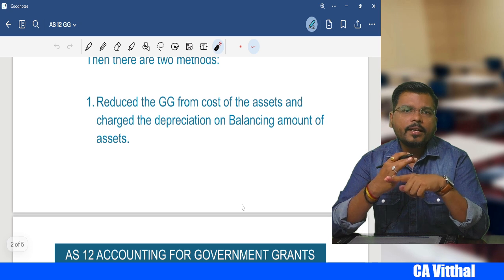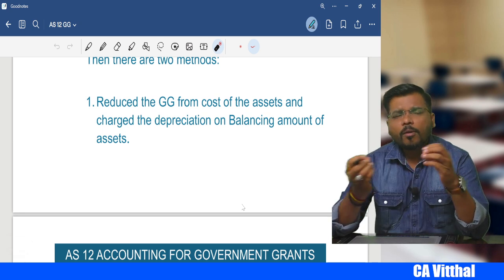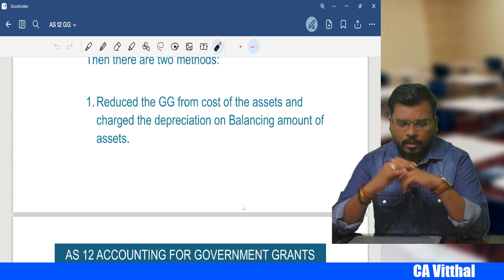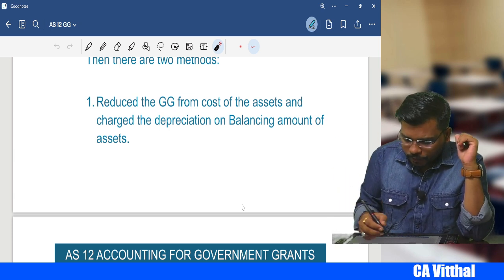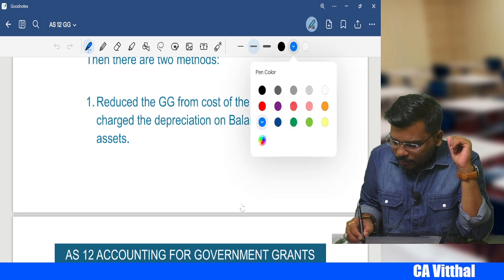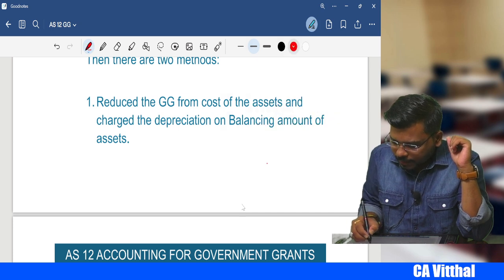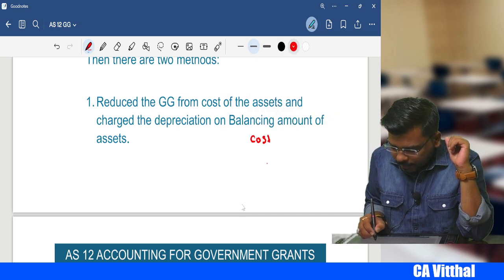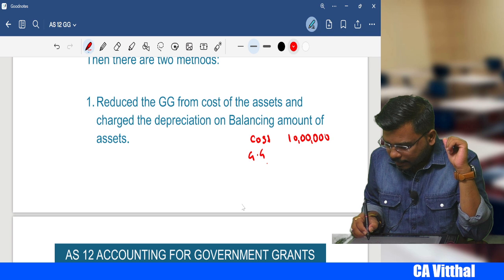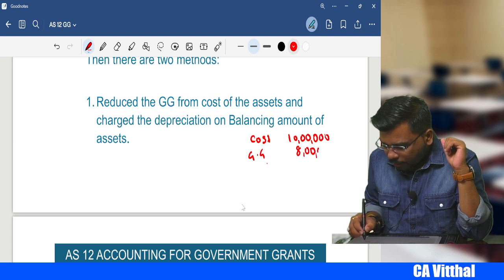Whatever government grant is given, reduce the government grant from the cost of the asset and depreciation will be charged, right? For example, my dear student, let's say the cost of the asset is 10 lakhs and the government grant is, let's say, 8 lakhs.